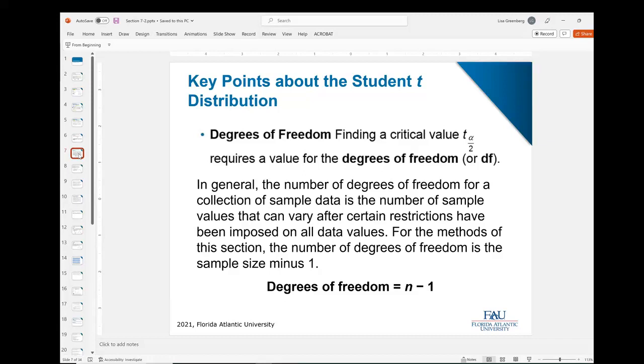All right, so degrees of freedom. Finding a critical value, t sub alpha over 2, requires a value for the degrees of freedom. In general, the number of degrees of freedom for a collection of sample data is the number of sample values that can vary after certain restrictions have been imposed on all data. Just like the example I just gave you, I could just vary one number and that's enough to make my values work, right? For the method of this section, the number of degrees of freedom is the sample size minus 1. So we are going to just use sample size minus 1.